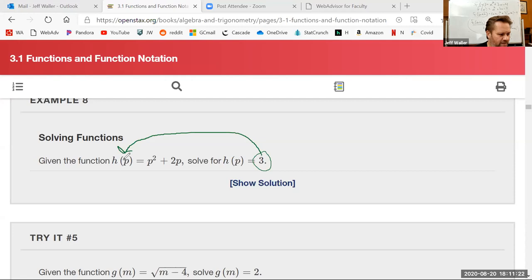So I'd rewrite this as, everybody ready? 3 equals P squared plus 2P, right? Because they tell me the function equals 3. Now, you could use completing the square, but you don't need to. How do I solve that? Just subtract the 3. Then you have to factor that, and that's easy to factor, right?